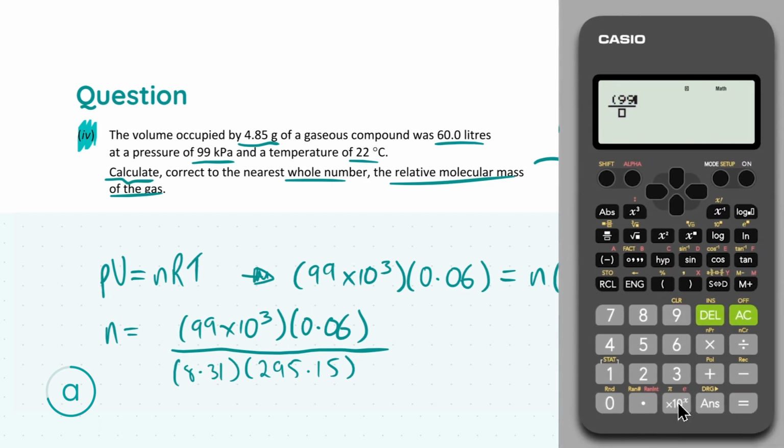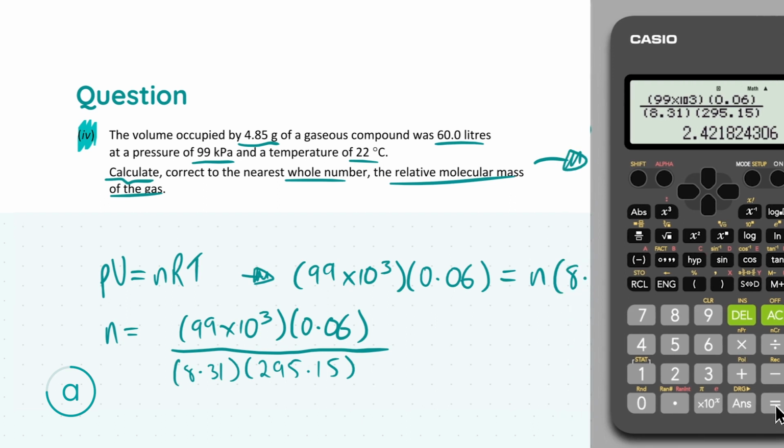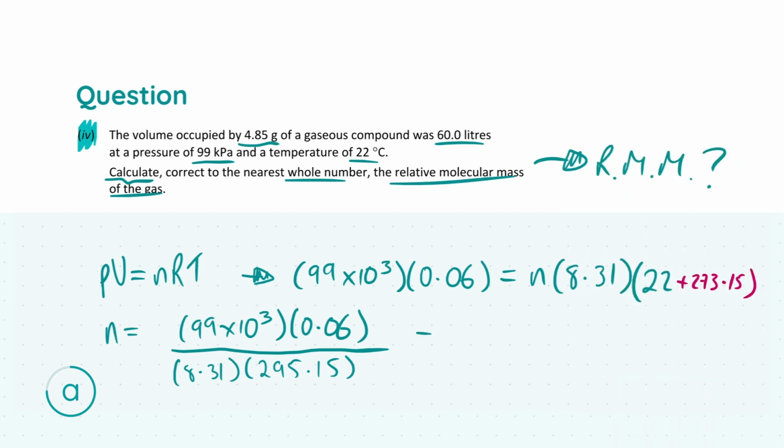So pulling open my calculator here, I'm just going to fill in all of the information that we know. So on the top, we're going to have brackets 99 times 10 to the 3, which is 99,000 as well. We're going to have this multiplied by 0.06. And then on the bottom, we're going to have our constant, which is 8.31, and then multiplying this out by 295.15. And this will give us an answer of 2.42 moles in this instance. So writing this out, we're going to have the number of moles to be 2.42, and I'll just write moles. So we're going to be using this now in the next step in this question.